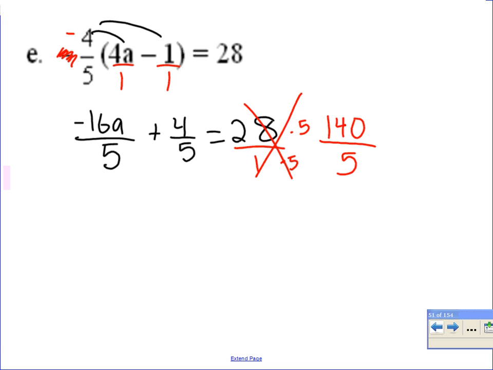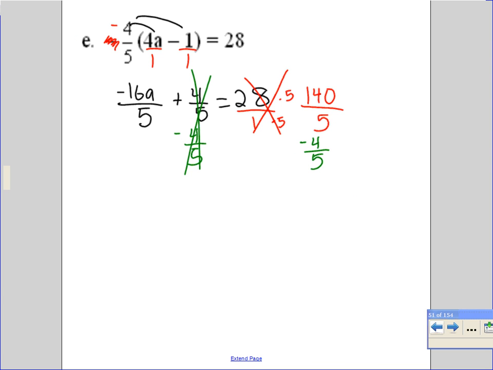Okay, well, we're not done yet. That's what we need to do next. So the next step, subtract 4/5 from both sides. Oh, I gotcha. Don't forget a negative times a negative is a positive. I'm sorry, I thought you meant the next step. Okay, so the next step is subtract 4/5 from both sides. So we have negative 16a over 5 equals 136 over 5.